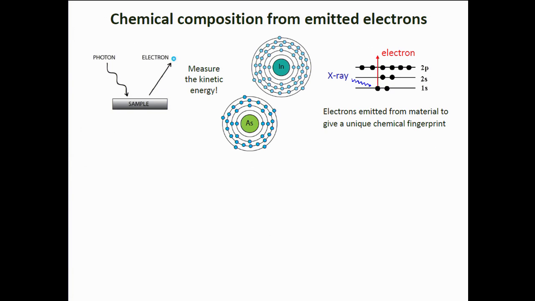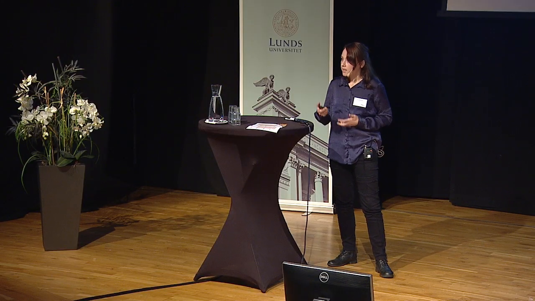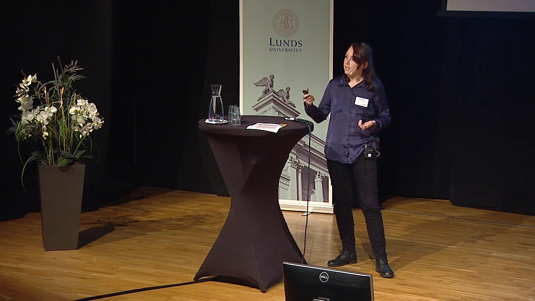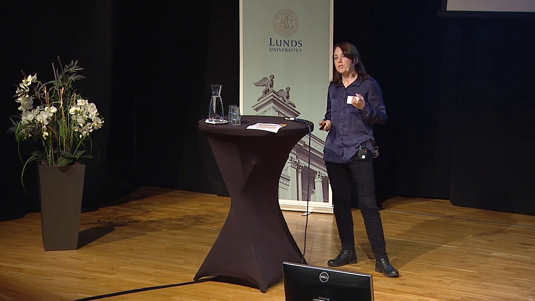Now the electrons in these atoms exist at various energies, and we know these energies from various studies. What you do is irradiate your sample with synchrotron light, in this case X-rays. You get an excitation process occurring in the atoms of your material, and then you get electrons emitted. We collect these electrons on a detector and measure their kinetic energy.